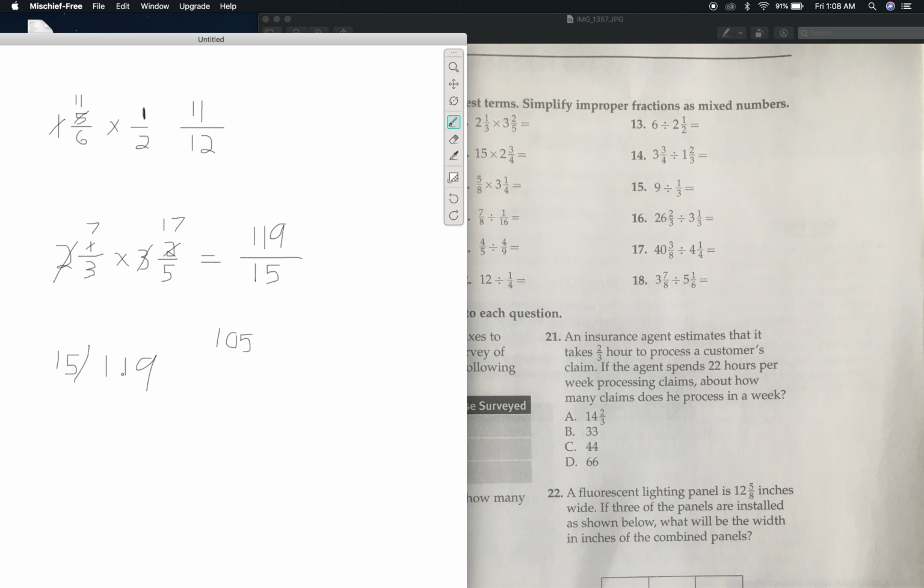And 119 minus 105 is 14. Okay, so we know that's the remainder. So we have 119 over 15. It goes there 7 times, and there's 14 left over. So 14 over 15. Okay. Now we still need to reduce this number here.